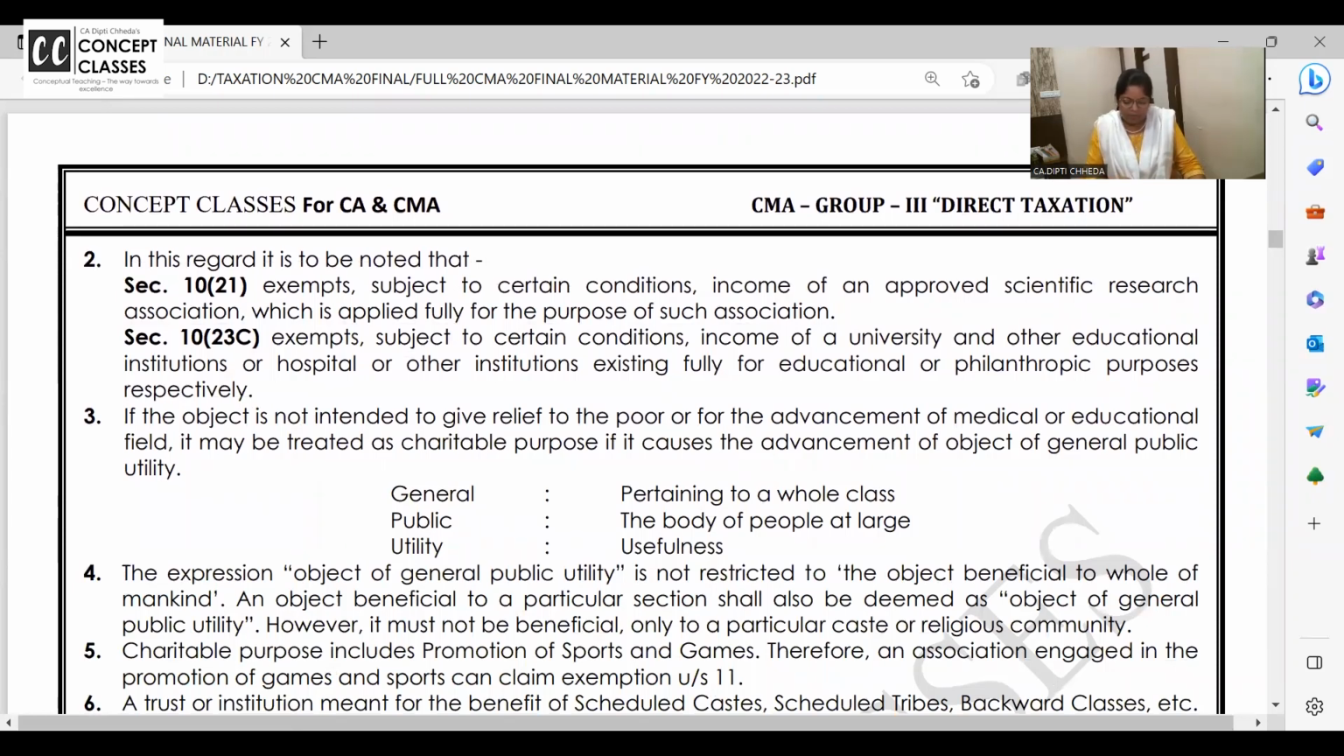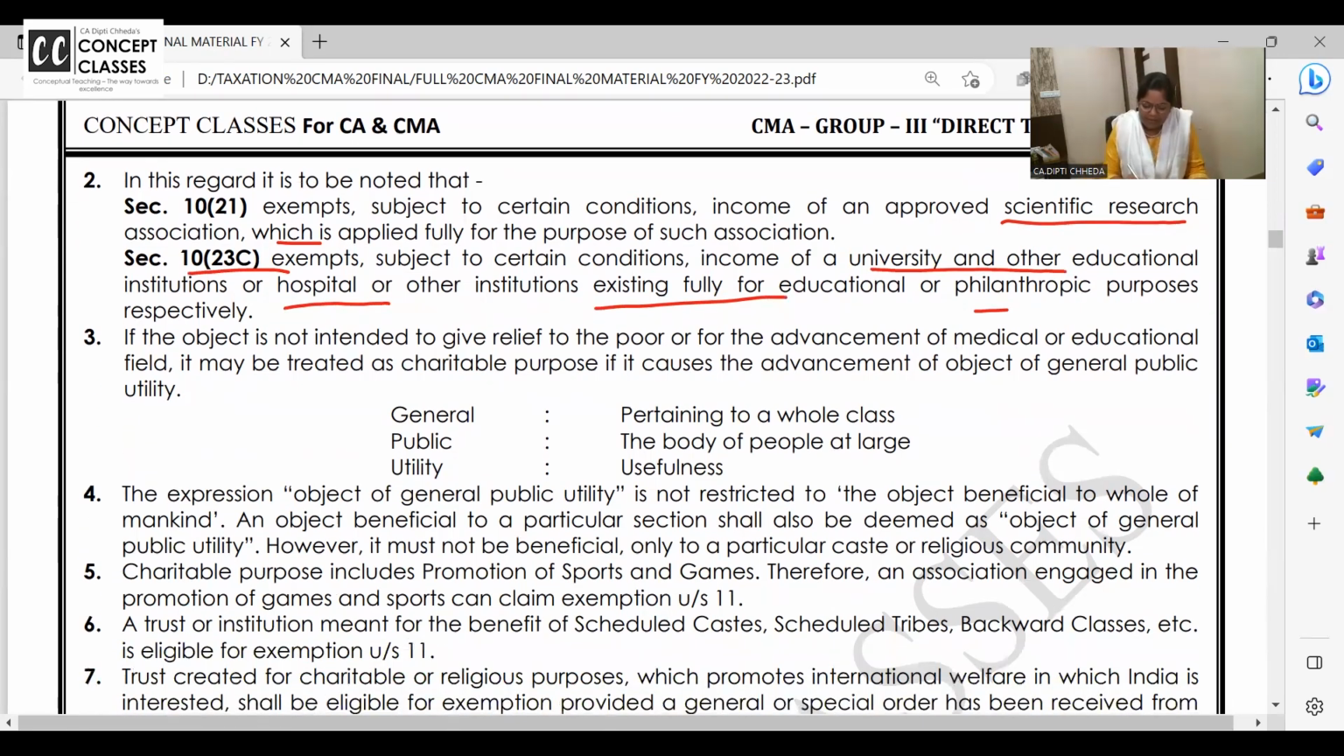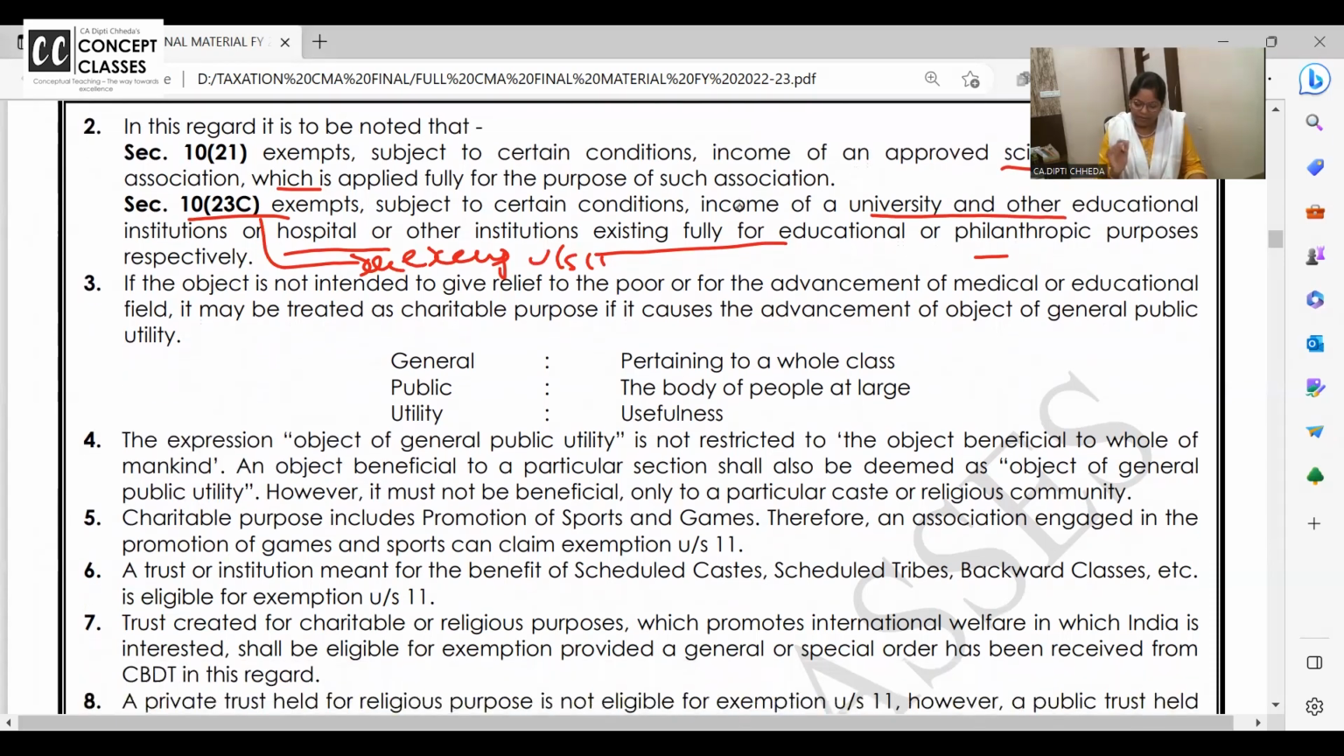In this regard, it is to be noted that 10(21) exempts certain conditions income of Scientific Research Association. 10(23) is for universities, schools, hospitals, education institute. ये सब हमने देखा है. But either 10(23C) में exemption मिलता है. If you want, you can write here. Or exempt under section 11. कोई भी एक में. You can take exemption under 10(23C) or you can take the exemption under this 11, whatever it may be. Okay, right.